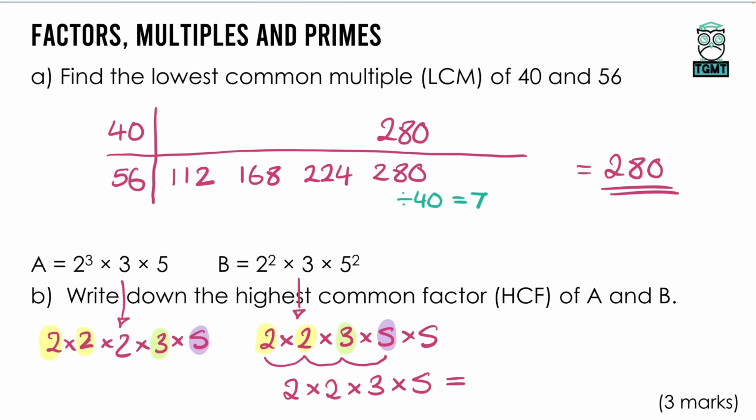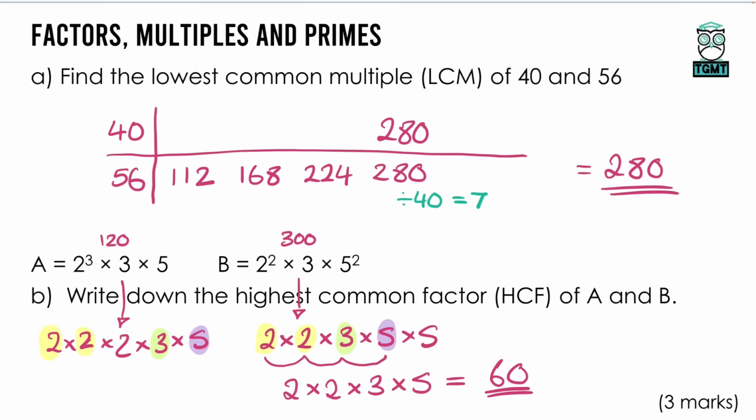On the calculator that comes out as 60, and that is our highest common factor. Now if you did type these numbers into a calculator as well, you would have found that this one here is 120, and 2 times 2 times 3 times 5 times 5 is 300. So there we go, we've just found that 60 is the highest common factor of 120 and 300.